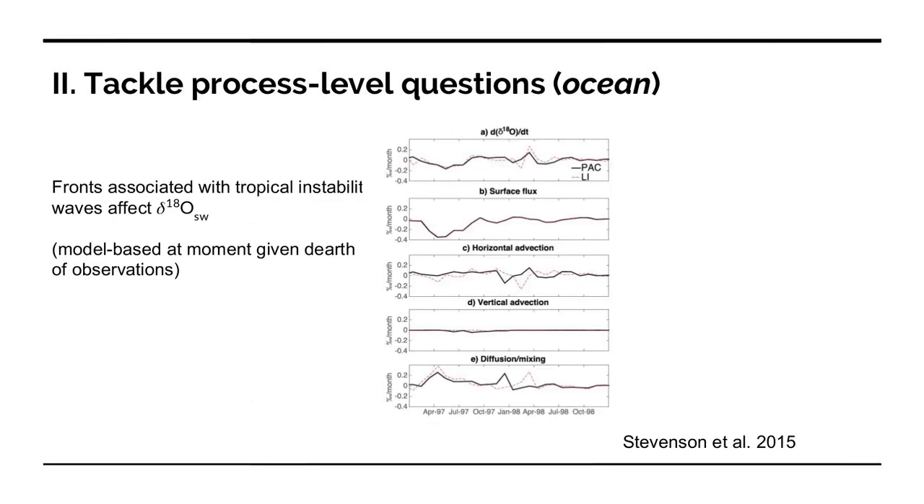More recently, at the process level, Sam had a really cool paper in 2015 showing the importance of these very small-scale tropical instability waves, these fronts, associated with changes in delta 18 of seawater in the Central Pacific. And so if we had enough observations, this could be something that we could constrain with the network. But this type of work is model-based at the moment, given the limitations we have in terms of seawater isotope observations.